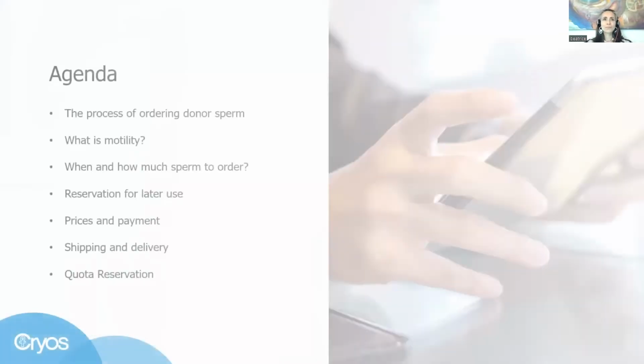The series consists of educational videos which we hope will help you throughout your fertility journey. Today's webinar is called How to Order Donor Sperm. In this webinar, I will guide you through the different steps of placing an order at cryosinternational.com, and I will also talk a little bit about the different things that you need to consider when ordering donor sperm.